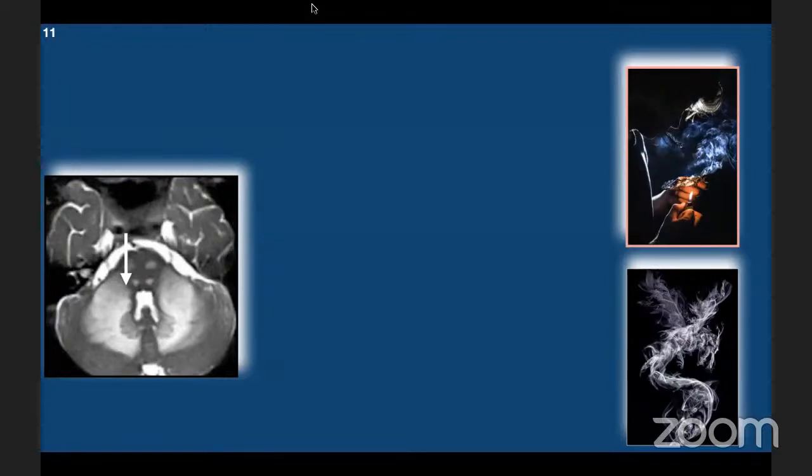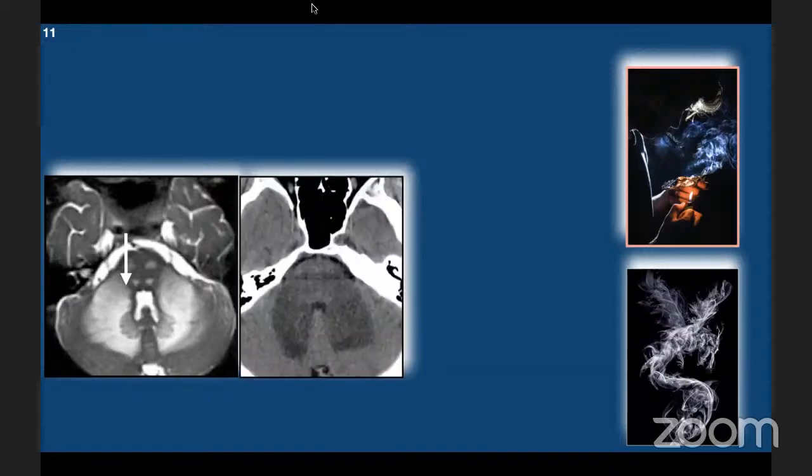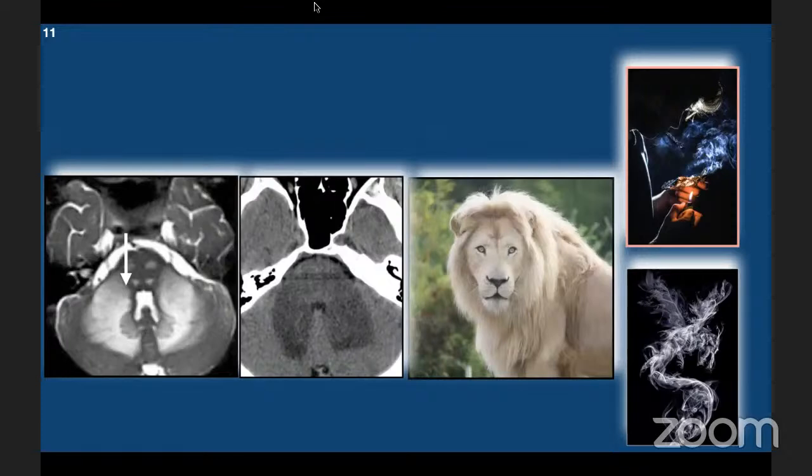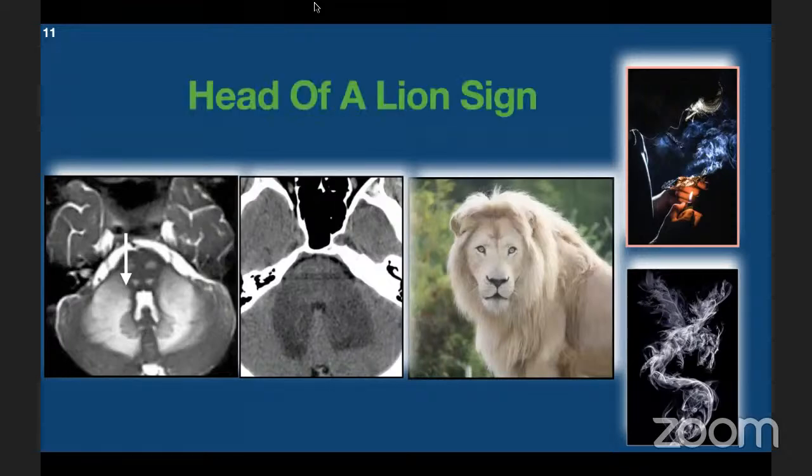The MRI shows bilateral high signal at the cerebellar hemisphere. In CT scan, the lesion appears as hypodense lesion bilaterally. These cerebral findings look like the head of a lion, and it is known as head of a lion sign.